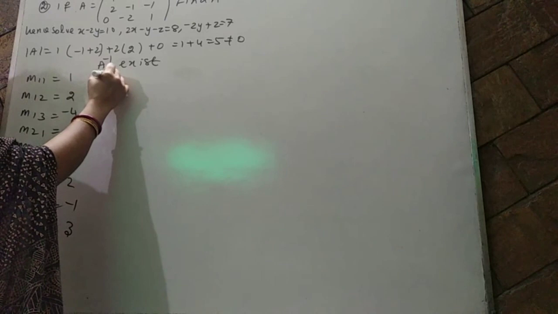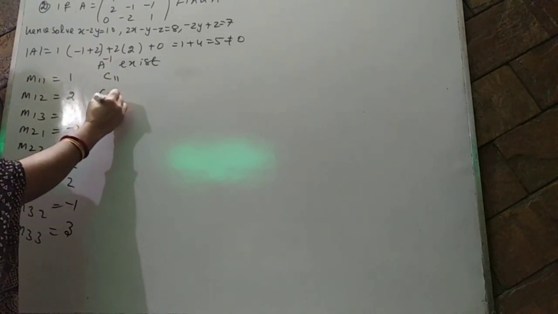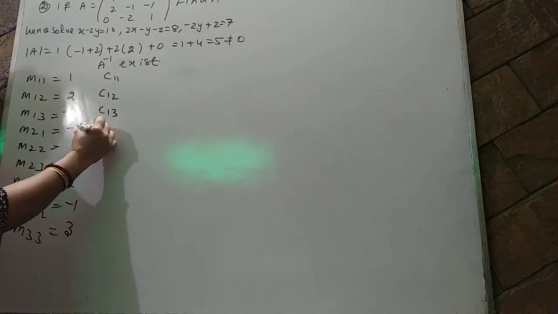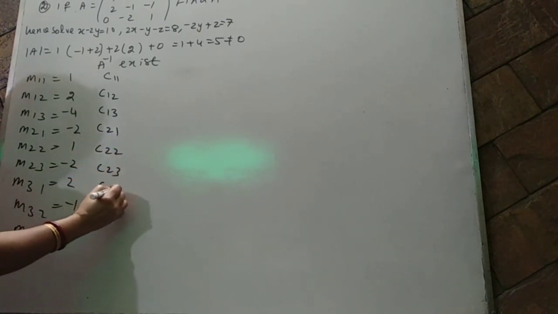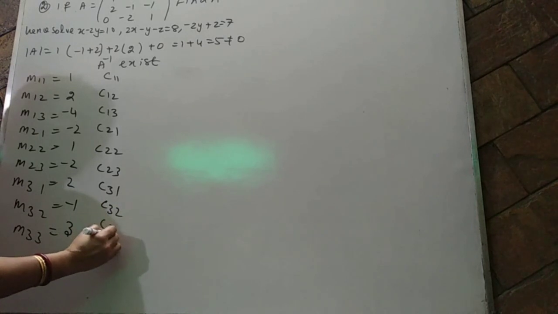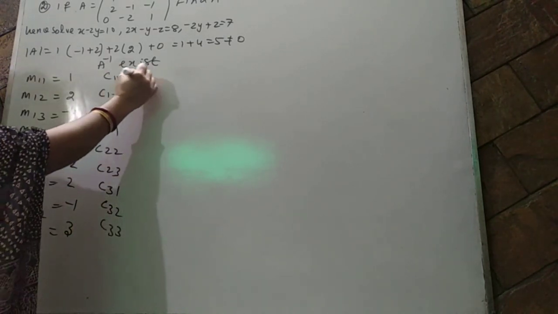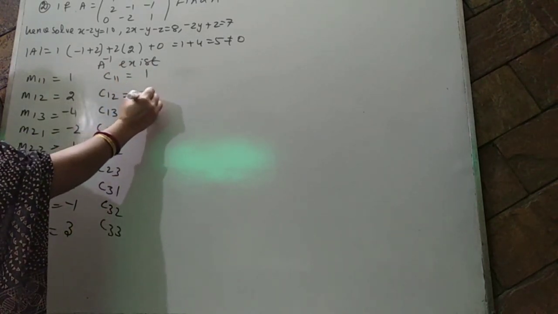Calculation you have to check. If any one element is wrong, then you will get the wrong answer. You will lose your marks. 2, 1, 2, 2 and then 2, 3, then 3, 1, then 3, 2, then C33. Okay. Now even number same sign, odd number opposite sign.